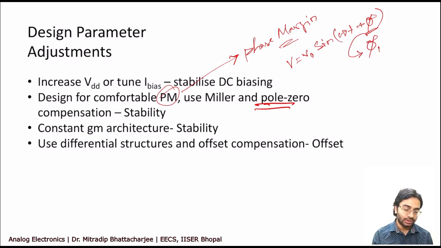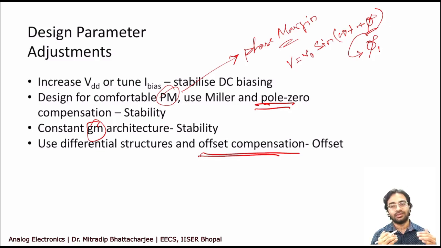The same goes for GM also. So constant GM architecture means GM also should be stable. It should not vary too much while in operation. In fact, ideally it should be constant always. These parameters, the gain, GM, all these things. Then use differential structure and offset compensation. Offset compensation means, again, offset is related to drift. If something is drifting, that compensation should be there.